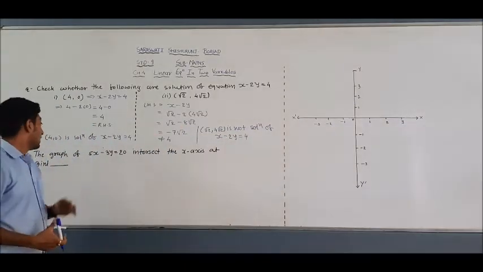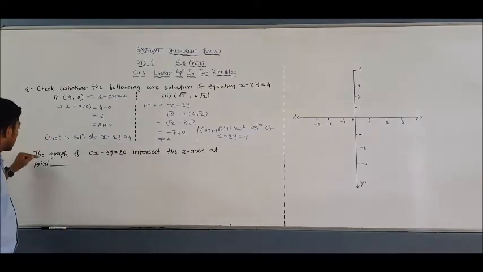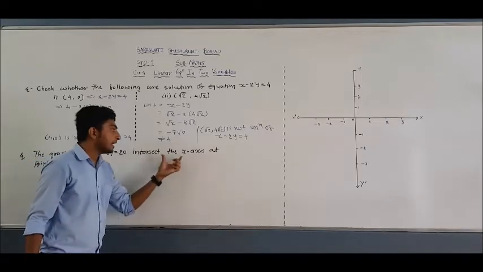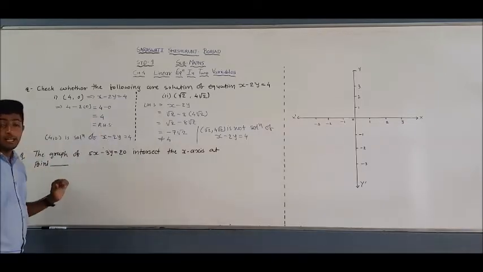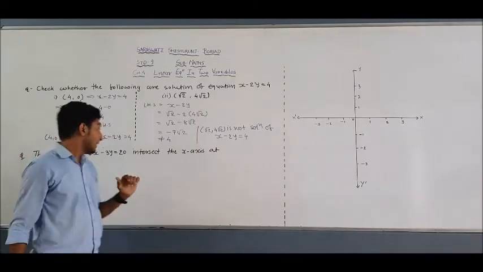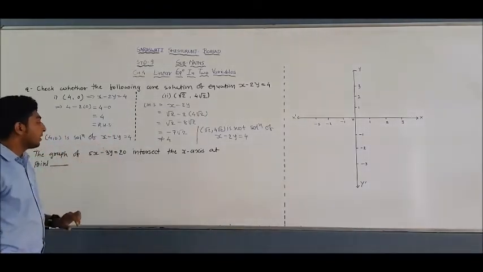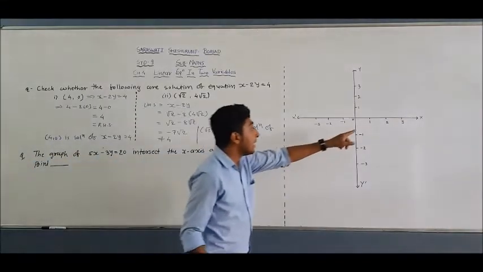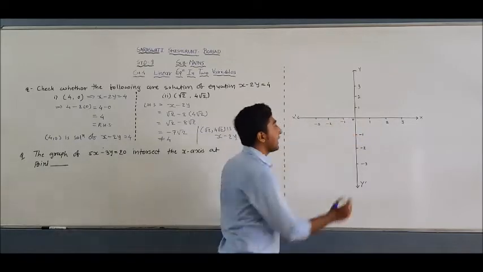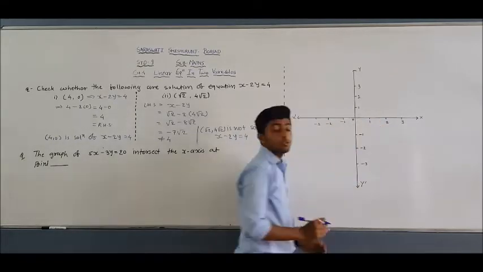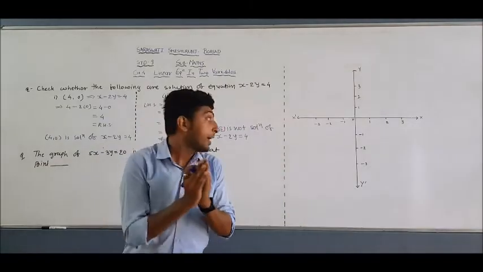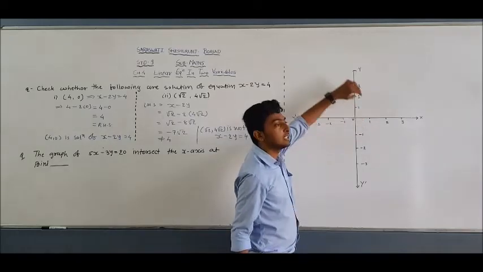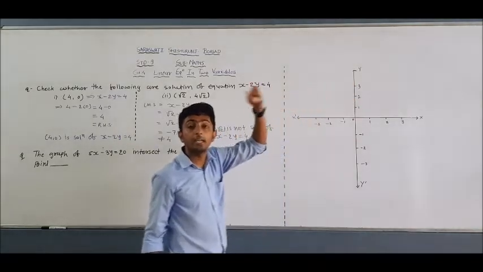Let us discuss another question. The graph of 5x minus 3y equal to 20 intersects the x-axis at point blank. That means we are given the graph 5x minus 3y equal to 20, and we need the point which intersects the x-axis. That means the point of y will always be 0. If we need a point on the x-axis, the y-coordinate will always be 0.